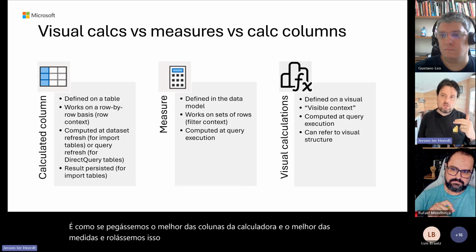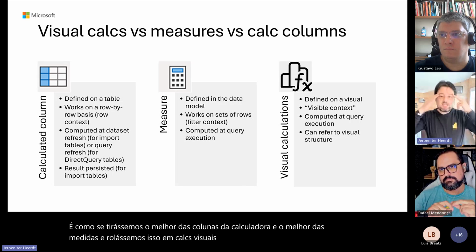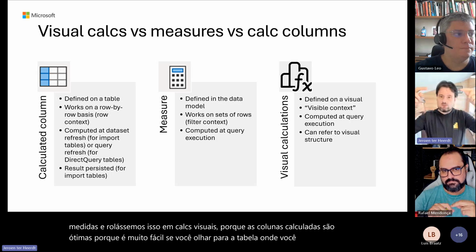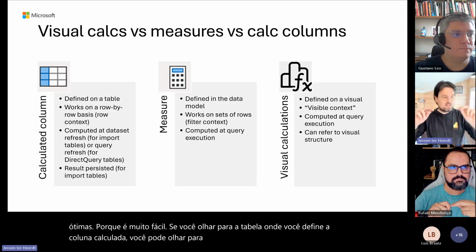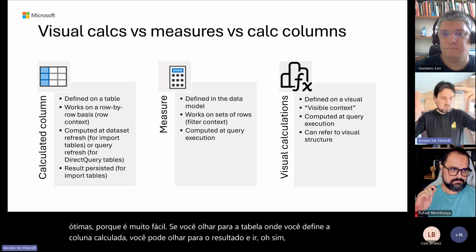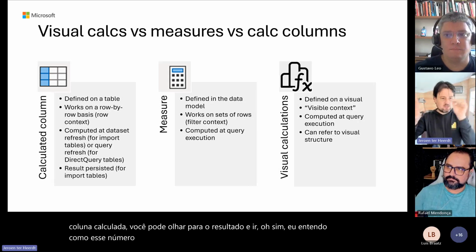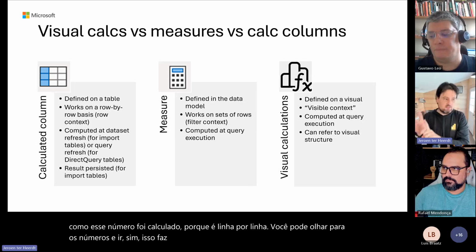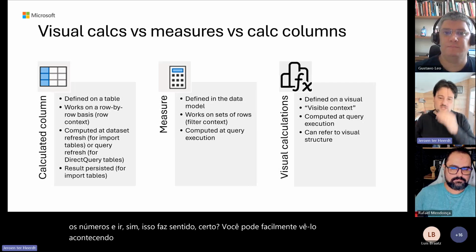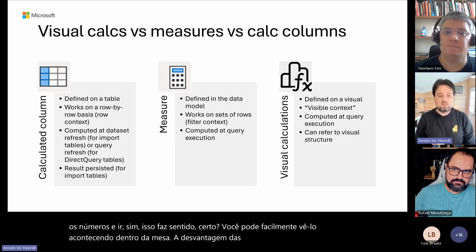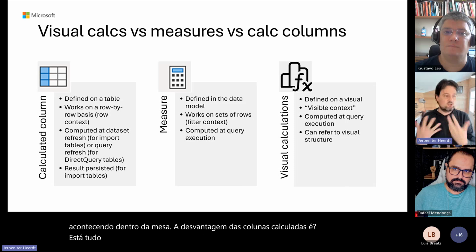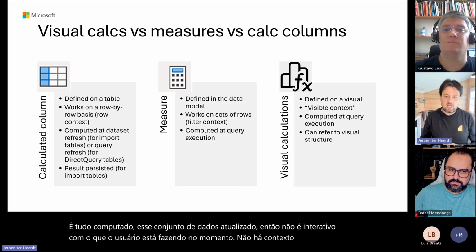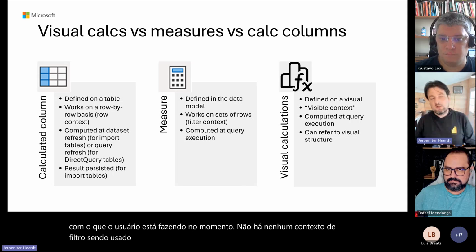Calculated columns are great because it's very easy. If you look at a table where you define the calculated column, you can look at the result and go, oh yeah, I understand how this number was calculated because it's row by row by row. You can look at the numbers and go, yeah, this makes sense, right? You can easily see it happening inside the table. The downside of calculated columns is it's all computed at data set refresh, so it's not interactive with what the user is currently doing. There's no filter context being used. And it also bloats your model.